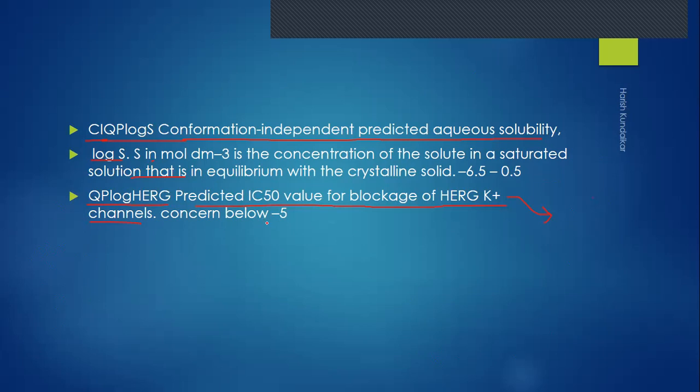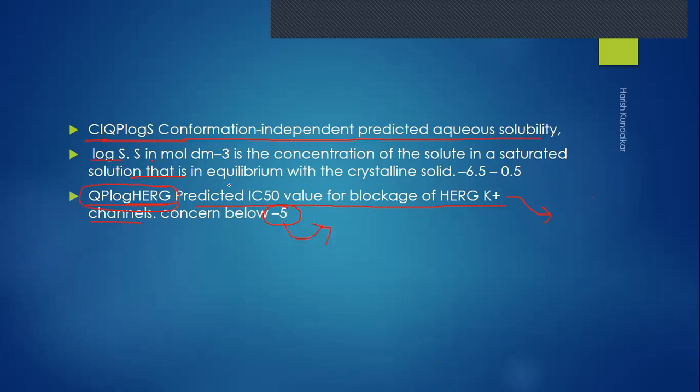So if this predicted value for any newly designed drug comes to be below minus 5, that means it has very high affinity for the HERG potassium channels which are present on the heart. And that would mean that this molecule has heart related side effects. So heart attacks and other cardiac related toxic effects would be seen for that particular molecule. Hence, any molecule that is designed should have a QP log HERG value above minus 5.